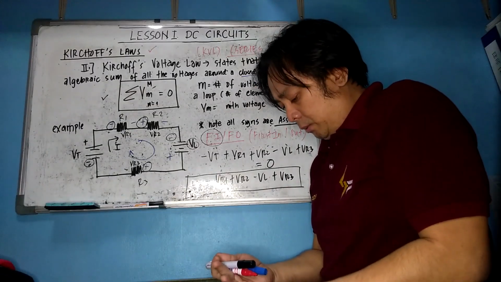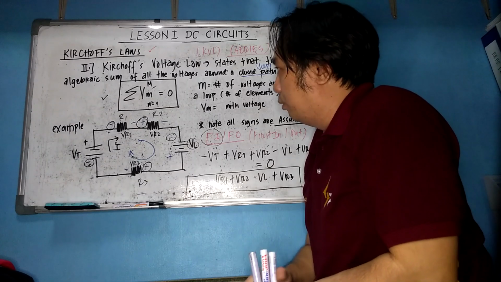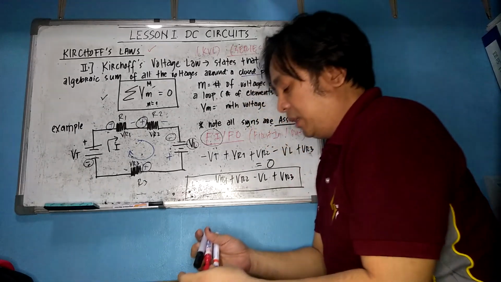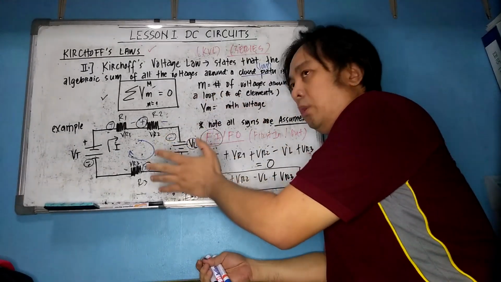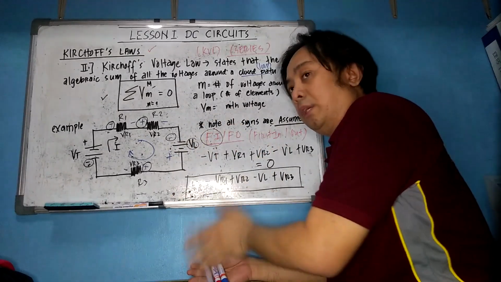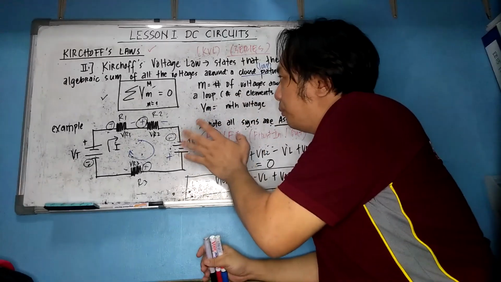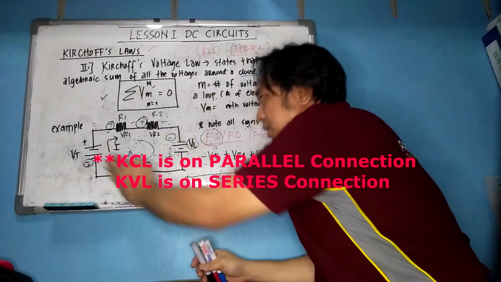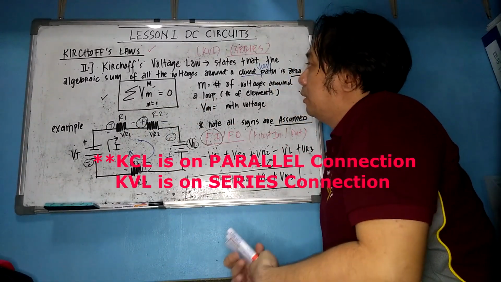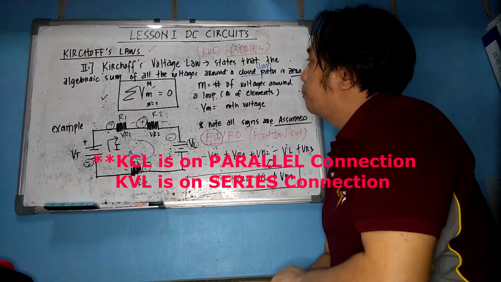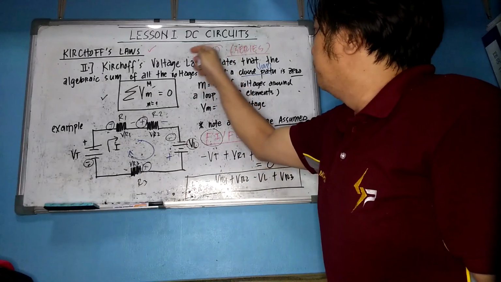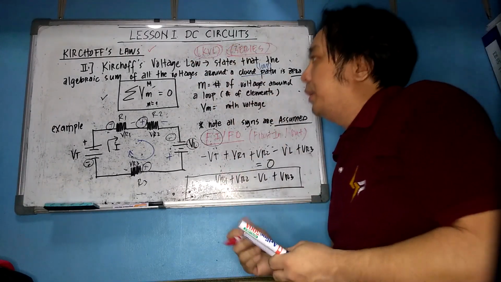Okay, let's continue our discussion on Kirchhoff's law. Our second law is Kirchhoff's voltage law. So what's the difference between Kirchhoff's voltage law and current law? Well, Kirchhoff's current law concentrates on current. Kirchhoff's voltage law concentrates on voltage. But the connection for Kirchhoff's voltage law is in series. We will discuss this further on our next few slides. So let us define Kirchhoff's voltage law. By the way, the acronym here is KVL. Please take note, this is in terms of series connection.